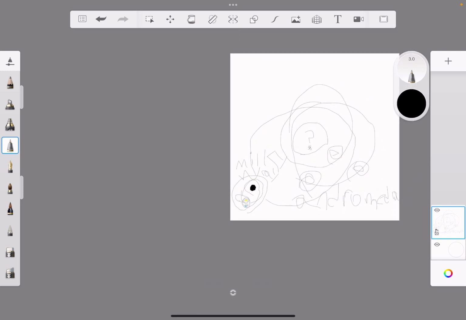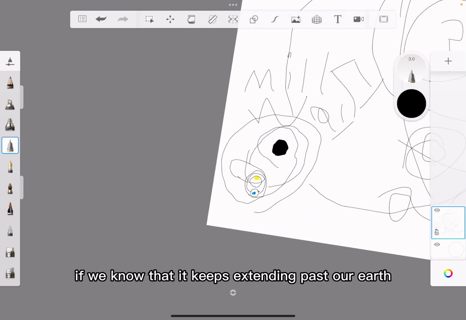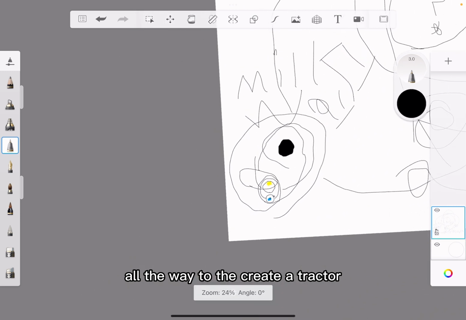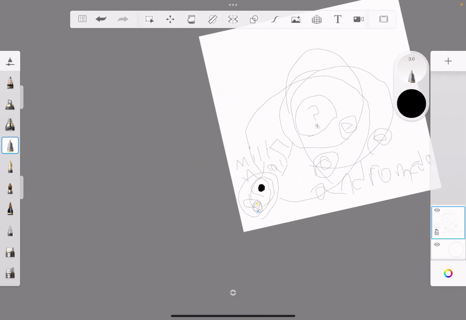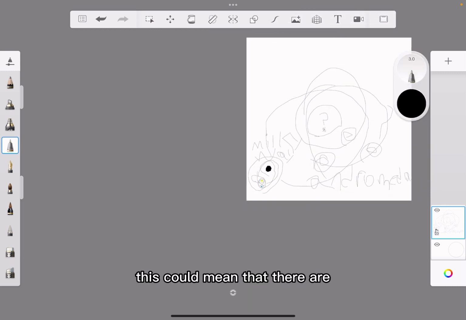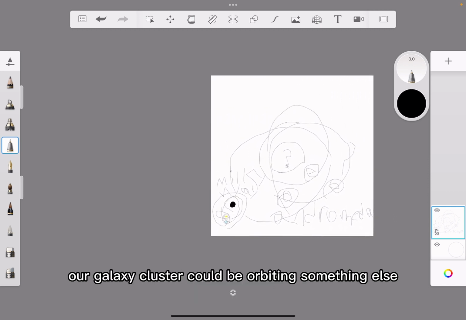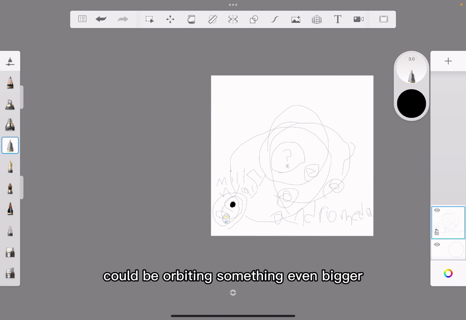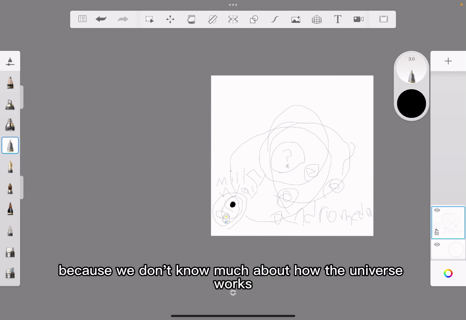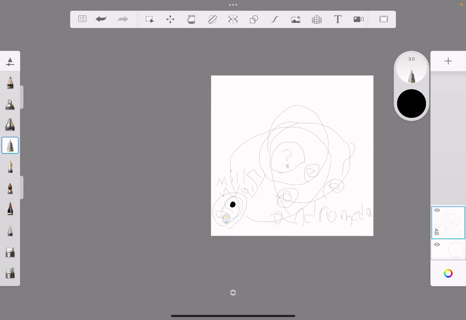So if we know that it keeps extending past our Earth all the way to the Great Attractor, this could mean that the Great Attractor orbits something as well. Our galaxy cluster could be orbiting something else, and then that something else could be orbiting something even bigger. And it could just keep going forever. We don't really know, because we don't know much about how the universe works. But this is what we know so far, or what I know so far at least.